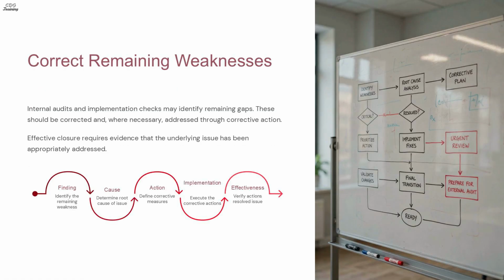Internal audits and implementation checks may identify remaining gaps. These should be corrected and, where necessary, addressed through corrective action. Effective closure requires evidence that the underlying issue has been appropriately addressed.